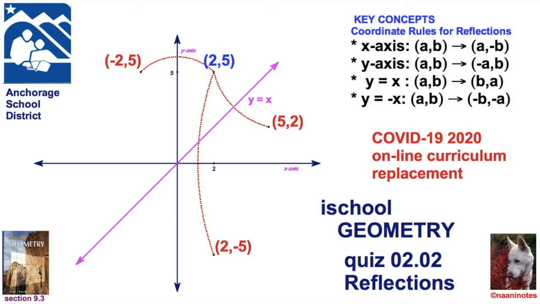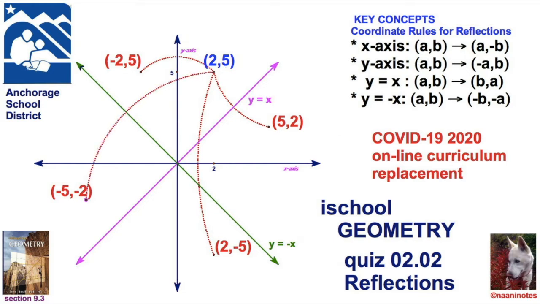Now the last one, I'm going to say that now y equals the opposite of x, or you might say y equals negative x. It's going to be down there. And I don't believe this one shows up in your iSchool, but it showed up in our class. So let's just have access to all of these. My original point, 2, 5, is going to go all the way over there. So (a, b) goes to (opposite of b, opposite of a). 2, 5 becomes negative 5, negative 2.